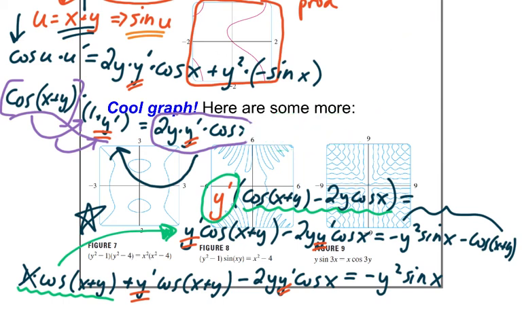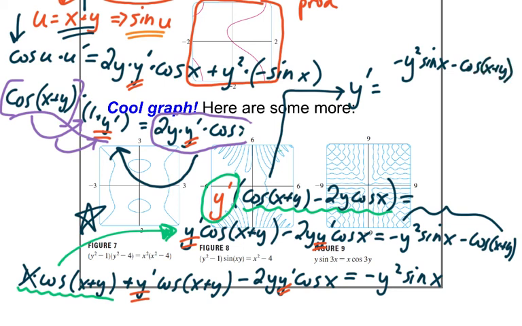I'll save it over here on the right side up here. Ready? Drum roll. Y prime equals, okay, the right side was negative y squared sine of x minus the cosine of x plus y. That was the right side, so that becomes my numerator. I'm going to divide by that whole green underline that I had here, since I factored out the y prime. Cos of x plus y minus 2y cosine of x.